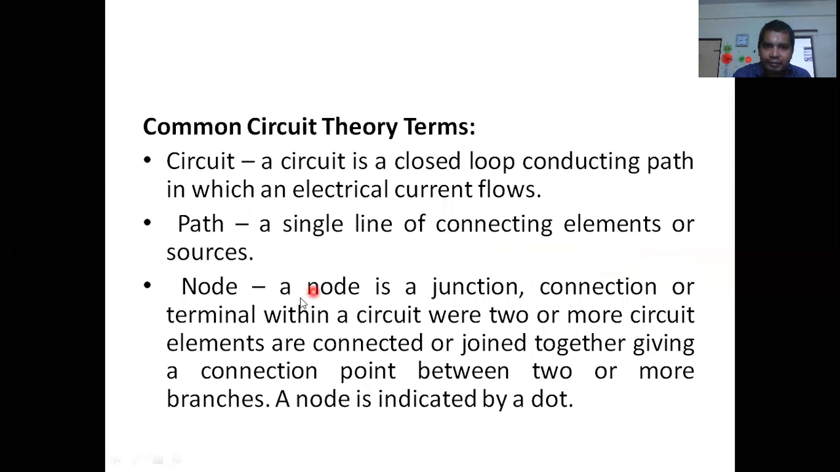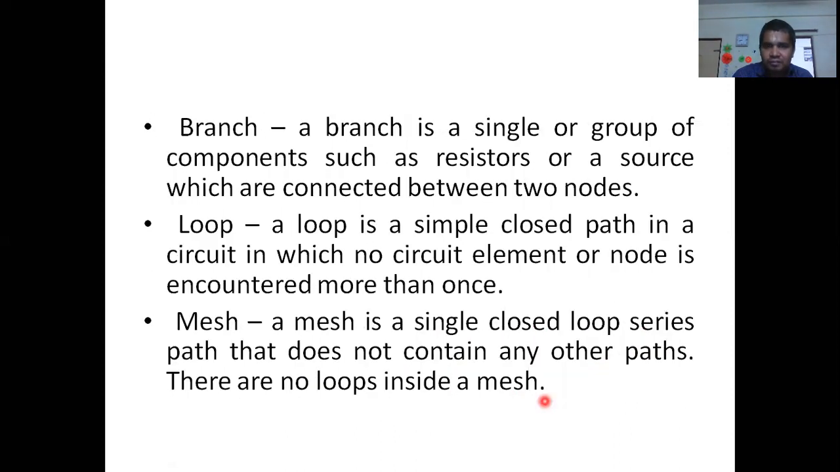What is a node? A node is a junction, a connection or terminal within a circuit where two or more circuit elements are connected or joined together, giving a connection point between two or more branches. A node is indicated by a dot. That is what I'm telling. Simple concept: a node means the point where the current division takes place. I will be showing that also.